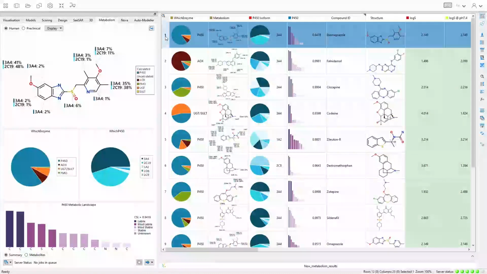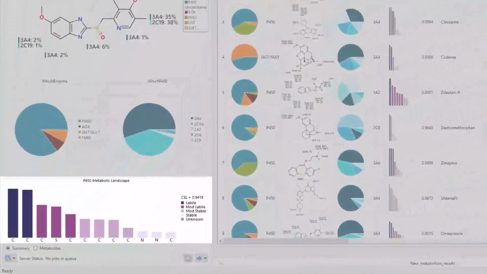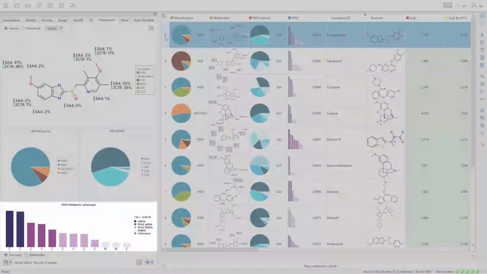We expect esomeprazole to be metabolized by the 3A4 and 2C19 P450 isoforms, and a more complex regioselectivity map is shown. In addition to the regioselectivity, the metabolic landscape gives a measure of the vulnerability of each site to metabolism by CYP3A4 in absolute terms. This provides valuable information to guide the optimization of compounds to improve metabolic stability.